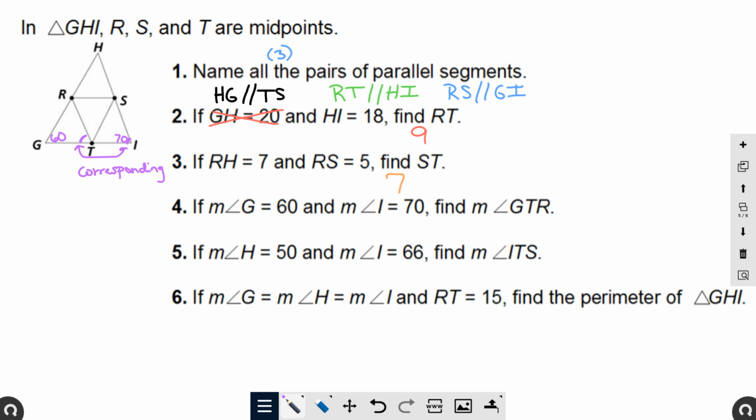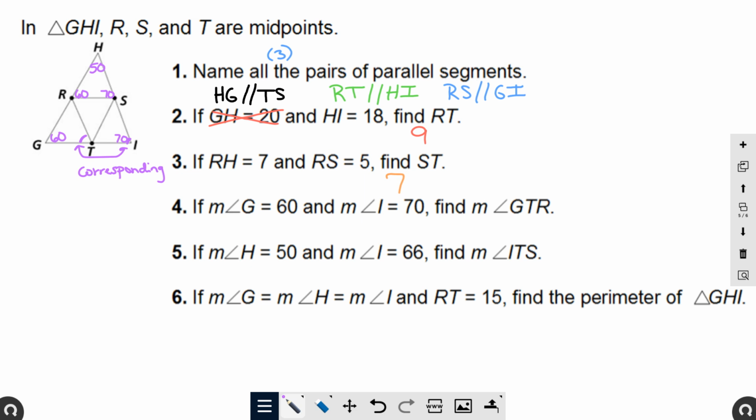So it doesn't matter if you have your parallels horizontally or to the side or however, those are corresponding. Now, some of you were trying to find some other angles in there, and that was great. Some of you said, well, since that's 70, this is 70, and this would be 60, which could help us find this angle up here at the top. What's 60 and 70? 130, and so the angle at the top would be 50.